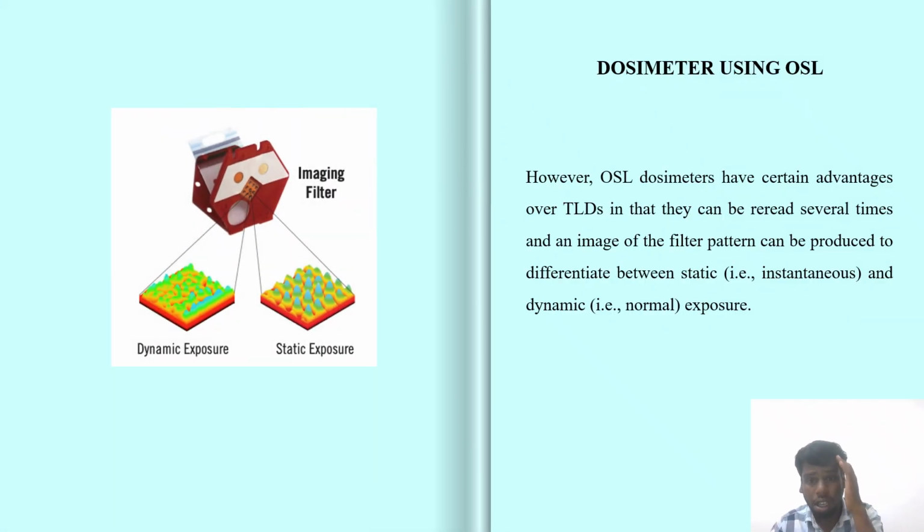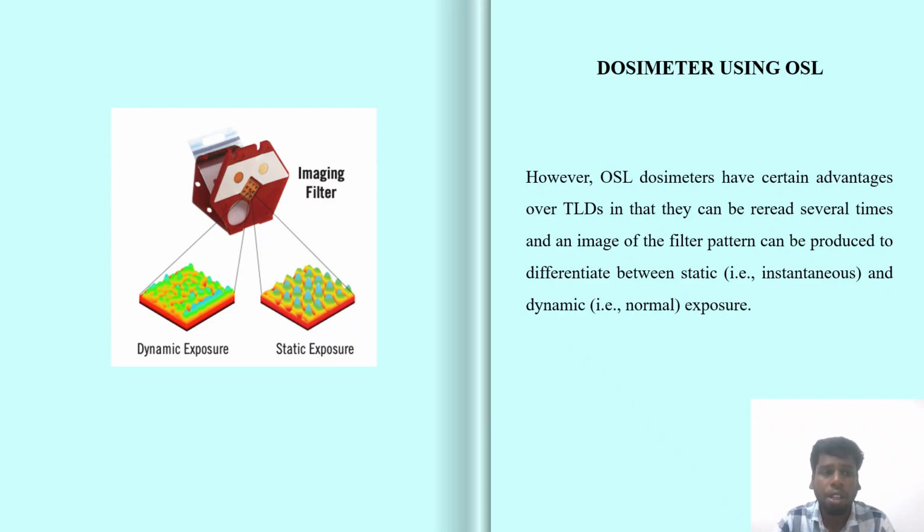However, the OSL dosimeter has certain advantages over the TLD. They can be reread several times. In TLD we cannot reread the values, but in OSL we can reread the values as many times as we want. An image of the filter pattern can be produced.